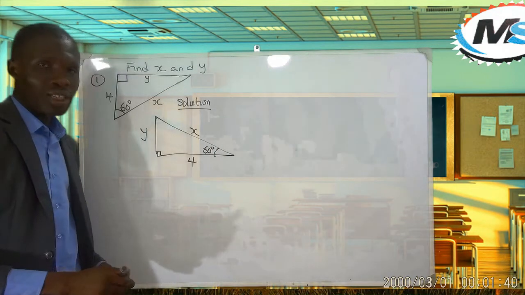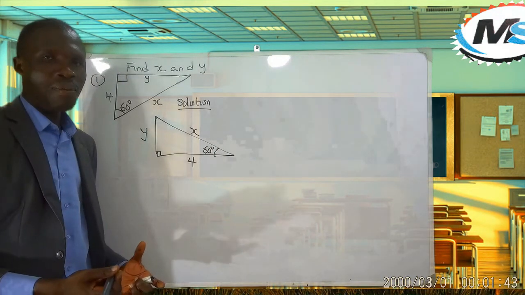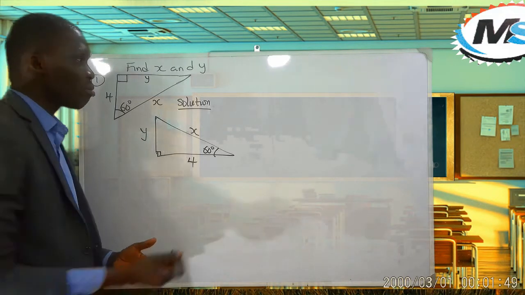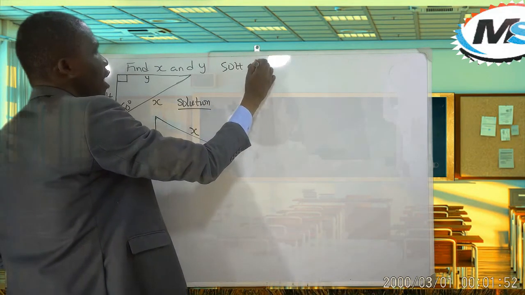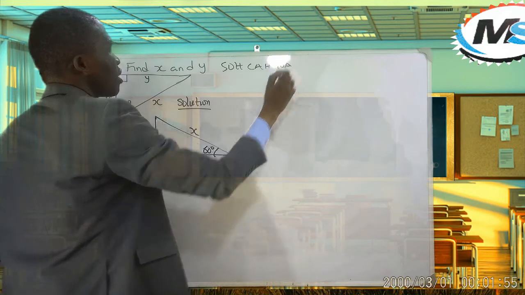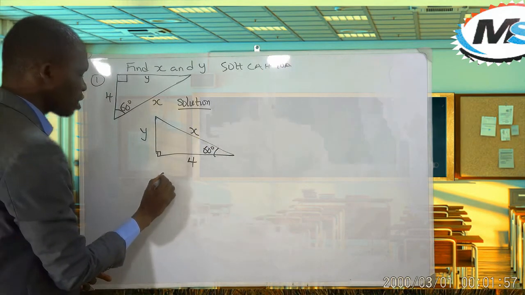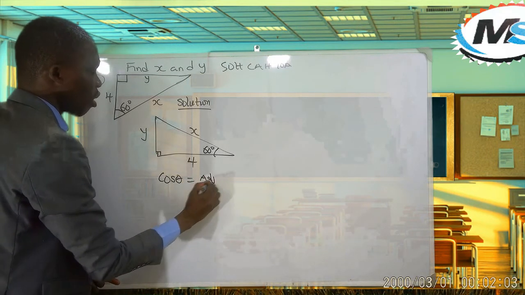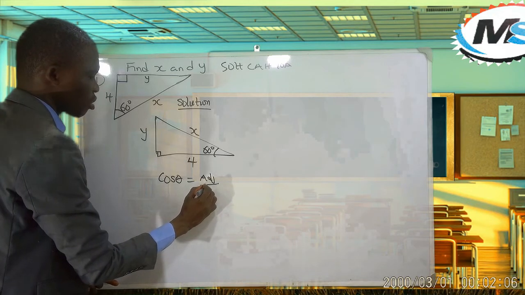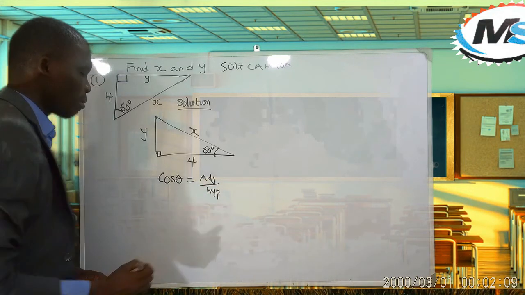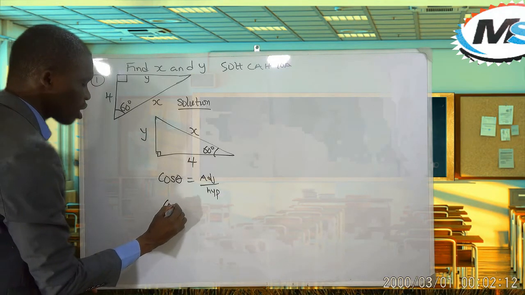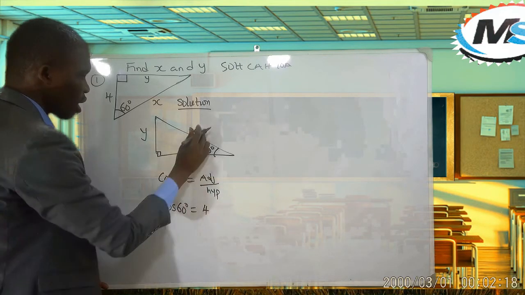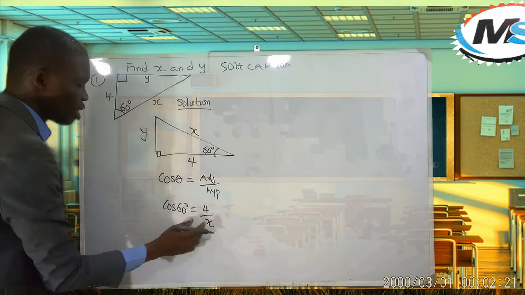So the first thing to do is we need to think of the method to use. Now, I've taught you SOHCAHTOA. You know what SOHCAHTOA is all about. Now, let's try CAH. Cos theta equals adjacent all over hypotenuse. So this will give us cos 60 degree equals adjacent. Adjacent is 4, hypotenuse is x.